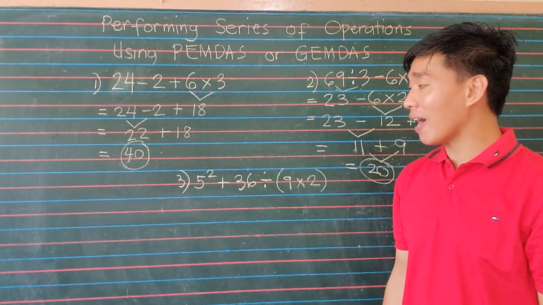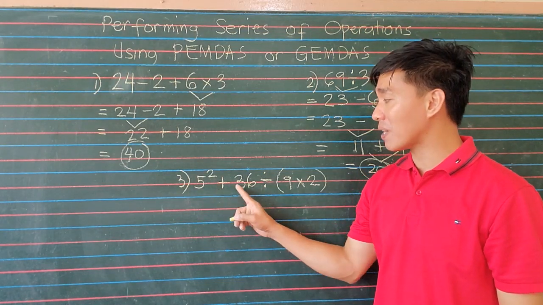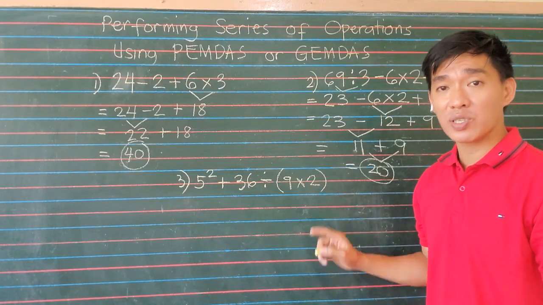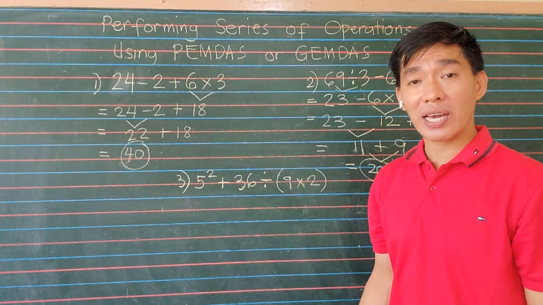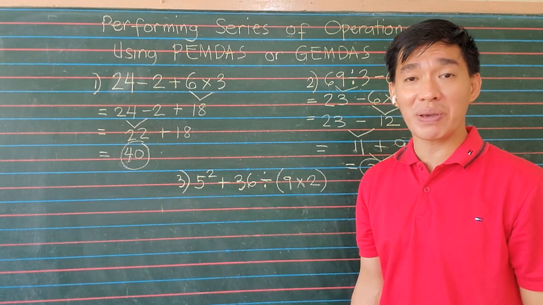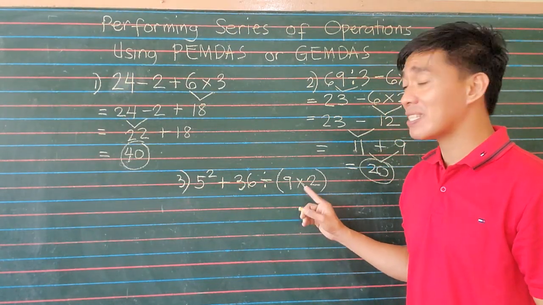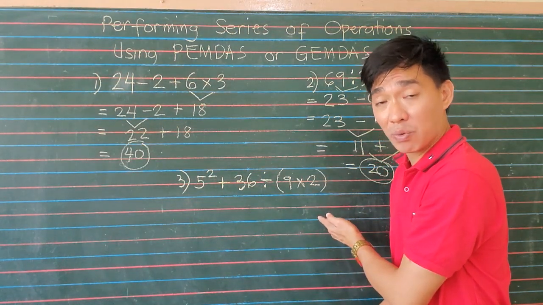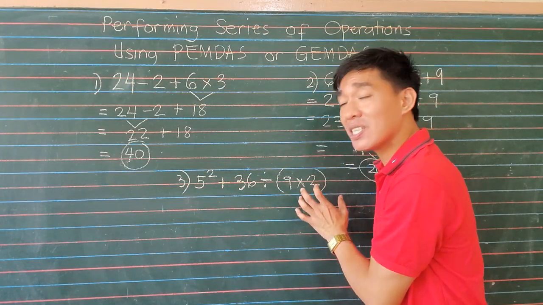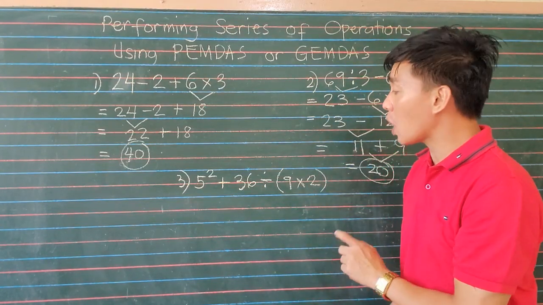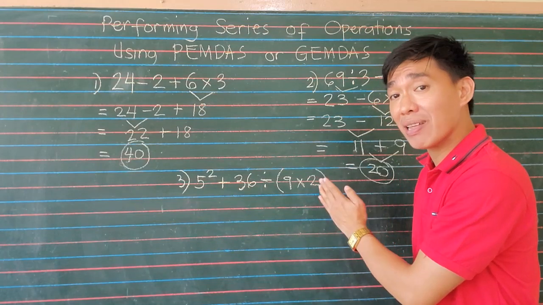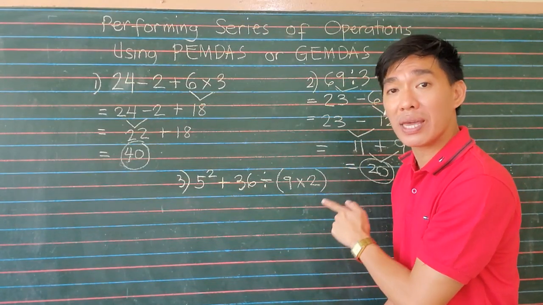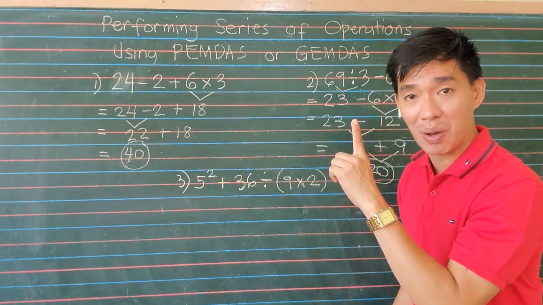Let's proceed to our last item, which is 5 squared plus 36 divided by the quantity of 9 times 2, closed quantity. In this case, check if you do have the parentheses or any grouping symbols. We do have here the parentheses, even though it's in the last portion of the number sentence or mathematical equation. However, parentheses should be done first. So remember that even though it's in the end or the last portion of our number sentence, we will have to do it first because that's step number 1.